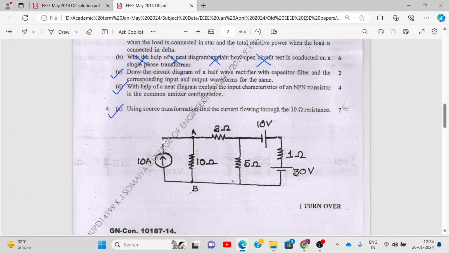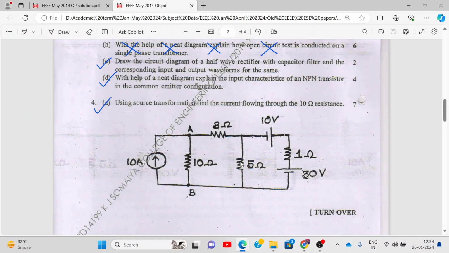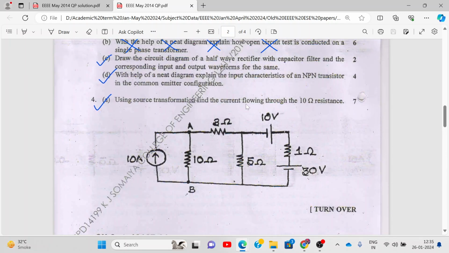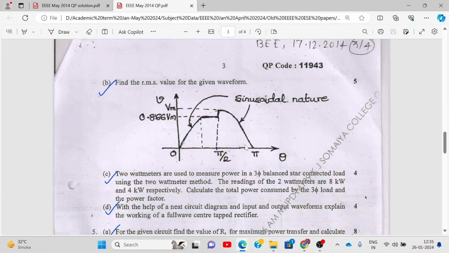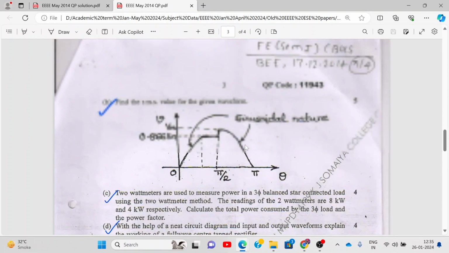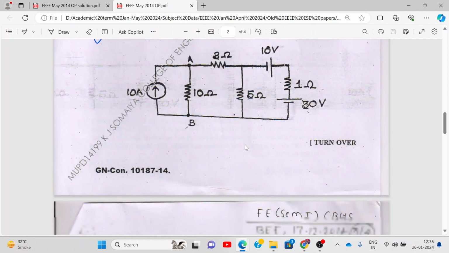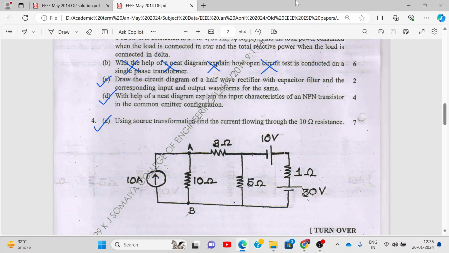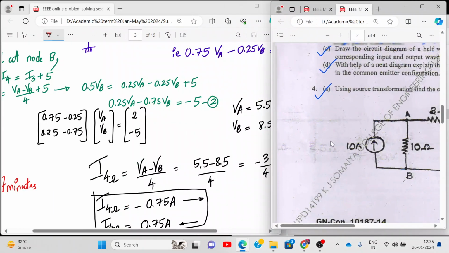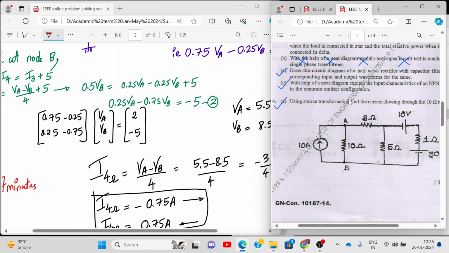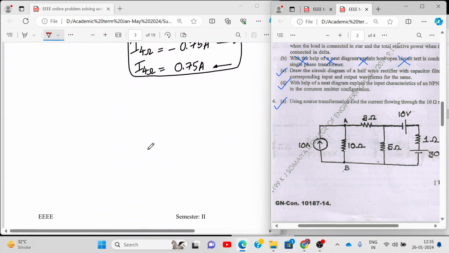Source transformation we have done one. So can I move on to the next one, or do you want me to solve this? Quickly tell me. Hello? You want me to solve this, or we'll go to the next numerical? Yeah, tell me so that I can proceed. Again, you want me to solve a problem on source transformation? Yes or no?